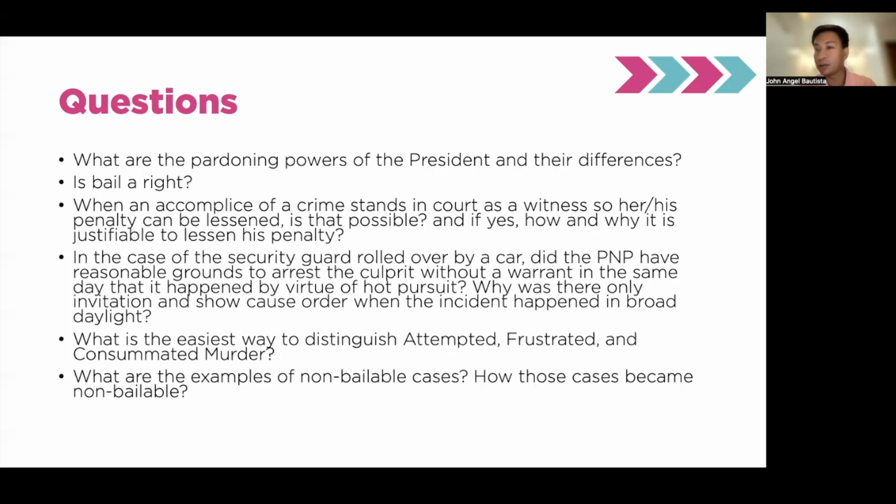Pero by murder, hindi lang to basta homicide. Iba rin, meron pang qualification para maging murder siya. May murder siya if it's done with treachery, mga ganyan. Some of the aggravating circumstances that we mentioned a while ago.